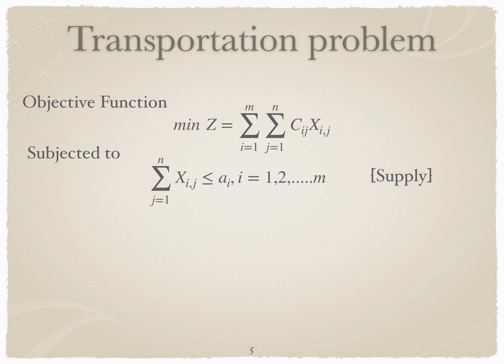Similar to any optimization problem, the first category of constraints are related with the supply side. So here the quantity which we can draw from source i, i is equal to 1 to m, should be less than or equal to the capacity of the source i, say ai. So total material we are drawing from source i is the sum of material we are collecting for transferring to destination j's.